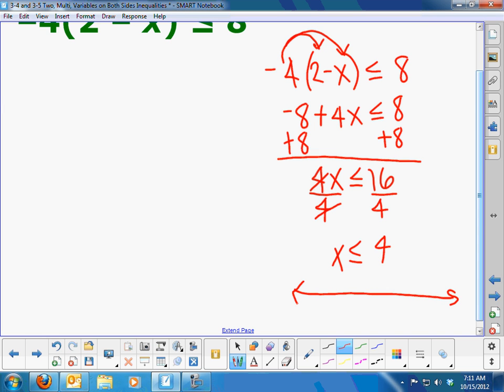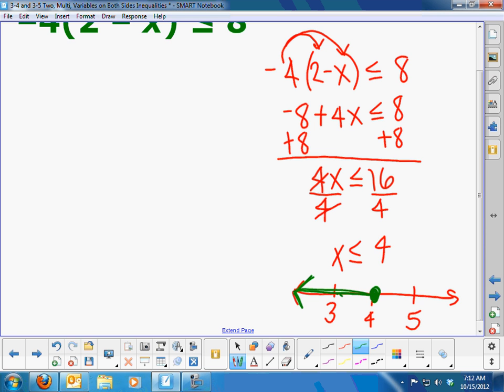Put it on a number line. My critical point is 4. A number smaller than 4 is 3. A number larger than 4 is 5. Open or closed dot, guys? Closed, because it is equal to. And I want all numbers less than that, so I need to shade to the left. Let's test it and make sure.